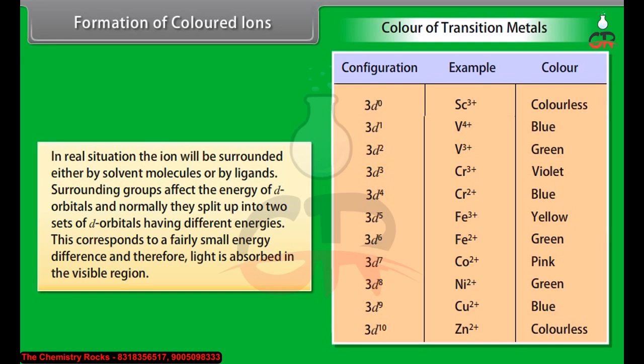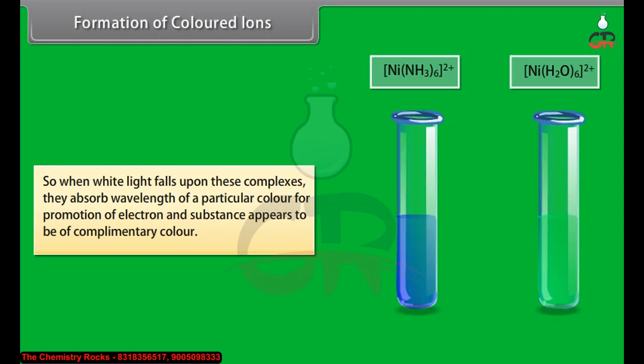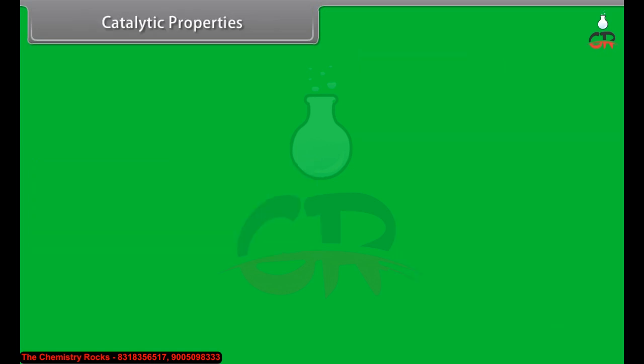Surrounding groups affect the energy of d orbitals, and normally they split up into 2 sets of d orbitals having different energies. This corresponds to a fairly small energy difference, and therefore light is absorbed in the visible region. So, when white light falls upon these complexes, they absorb wavelength of a particular color for promotion of electron, and substance appears to be of complementary color.